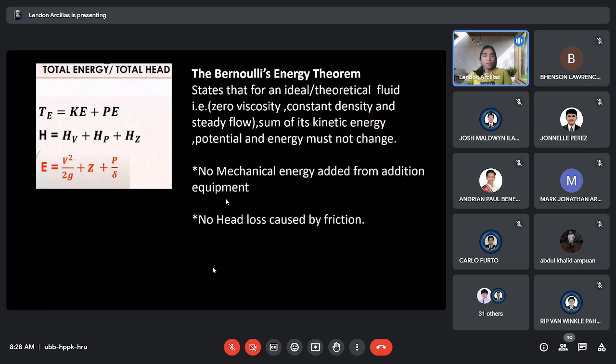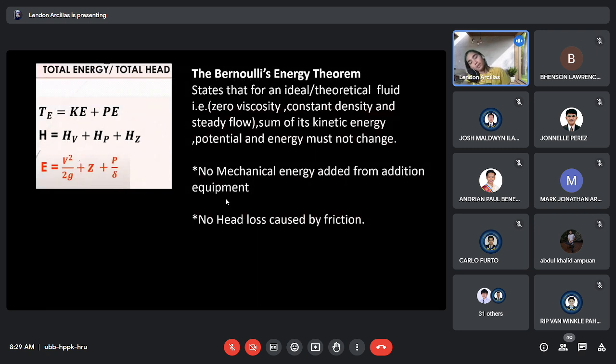So energy is equal to the velocity head plus the elevation head plus the pressure head. This is what we call Bernoulli's energy theorem, which states that for an ideal or theoretical fluid with zero viscosity, constant density, and steady flow, the sum of its kinetic energy and potential energy due to elevation and pressure is equal. So no mechanical energy is added from any equipment. We have no pumps or pipes adding energy, and no head loss due to friction. So this is a perfect flow.